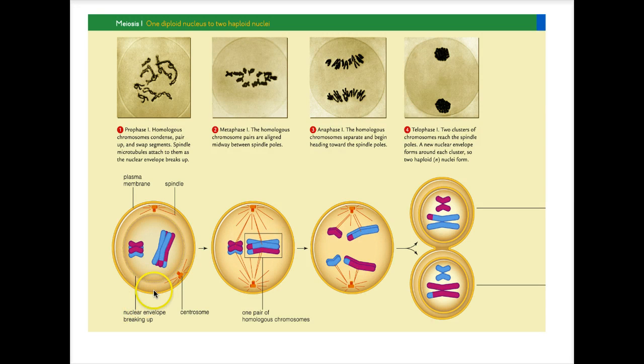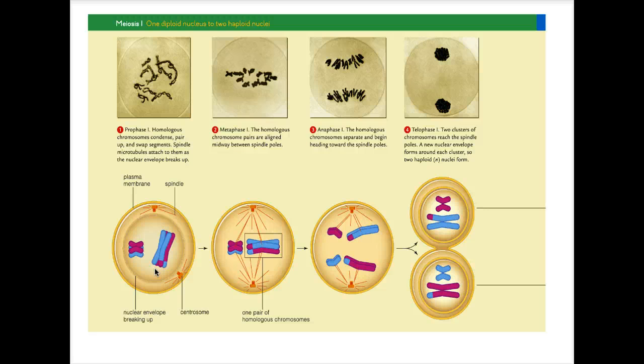And notice the crossing over event happened in prophase 1, and it stayed through metaphase 1. It became evident in anaphase 1. When we separate them apart, we can clearly see the swapping that has occurred, and then it continues through telophase 1. So back in prophase 1, if a crossing over event has occurred, which is the swapping of genetic material between homologous chromosomes, we have increased our genetic variability.